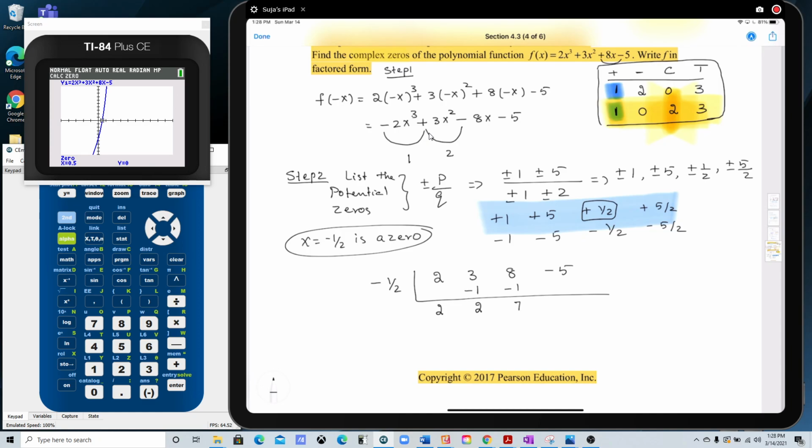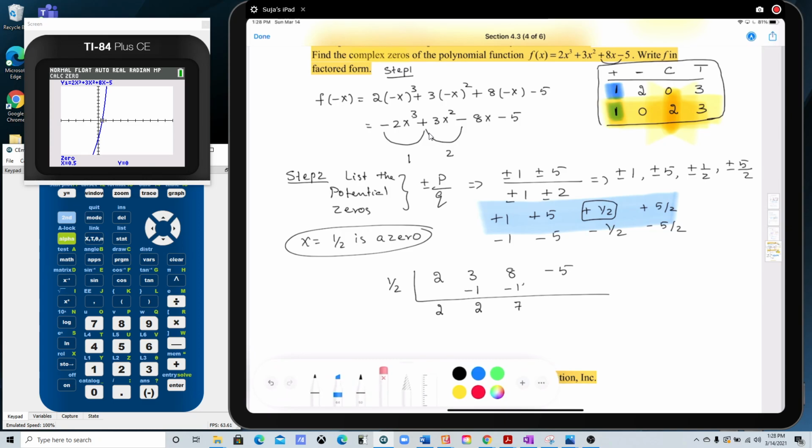1 is 7. 7 times -1/2 is -7/2. So let me check if I wrote it right. 2, 3, 8 and -5. 2 times -1, 2. So something's not working here, right? Oh yeah, I'm sorry, it should be +1/2, not negative. Okay, I'm so sorry. I said x equals 1/2 is a zero, not -1/2.